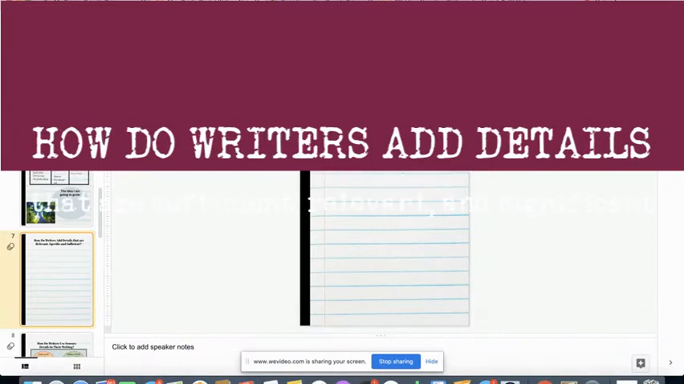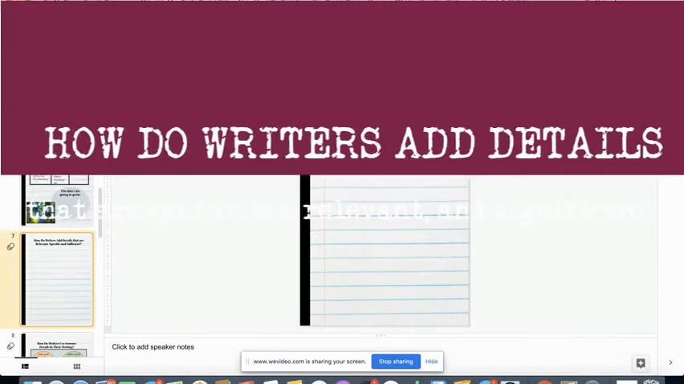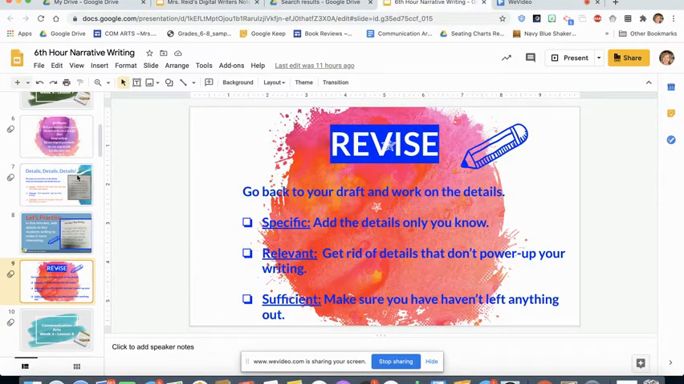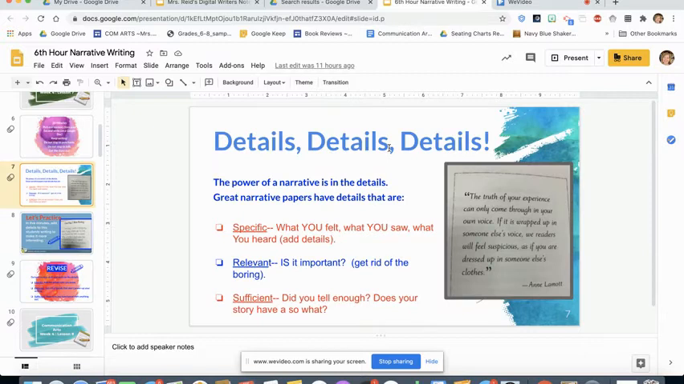I want you to go pull up your writer's notebook, your digital writer's notebook. For those of you who are keeping a hard copy notebook, go ahead and write at the top of the next page, how do writers add details that are relevant, specific, and sufficient? And then you are going to go ahead and pull up that Pear Deck. And I want you to write this. The power of a narrative is in the details.